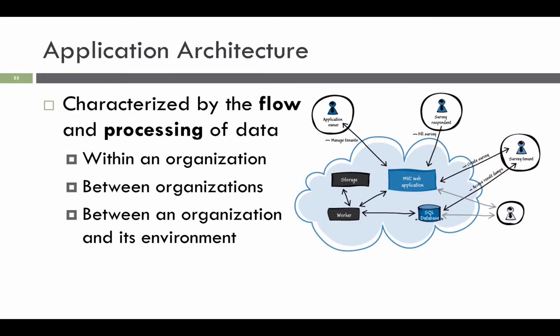Application architecture represents a type of system that works with the flow and processing of data within an organization, between organizations, or between an organization and its environment. Application architecture is primarily concerned with the activities and processing of program data in the communications between programs. Since the application architecture addresses the fundamental business needs of the organization, it is typically the primary consideration in IT system design.